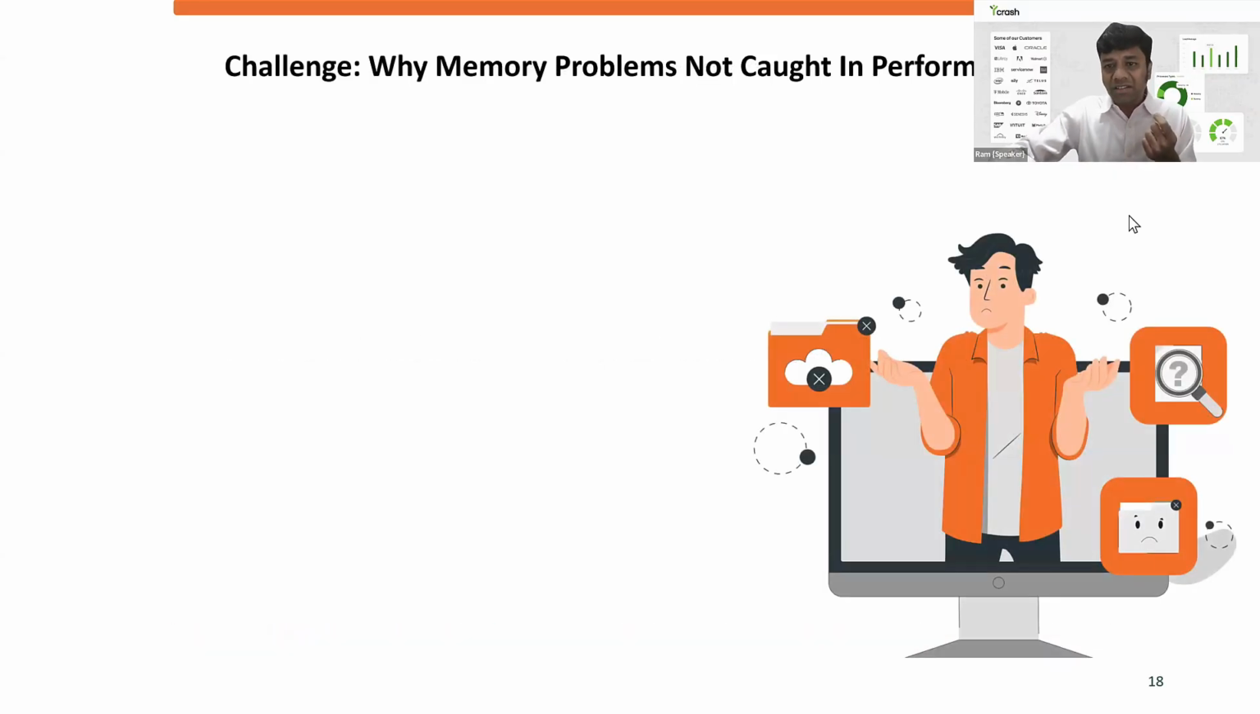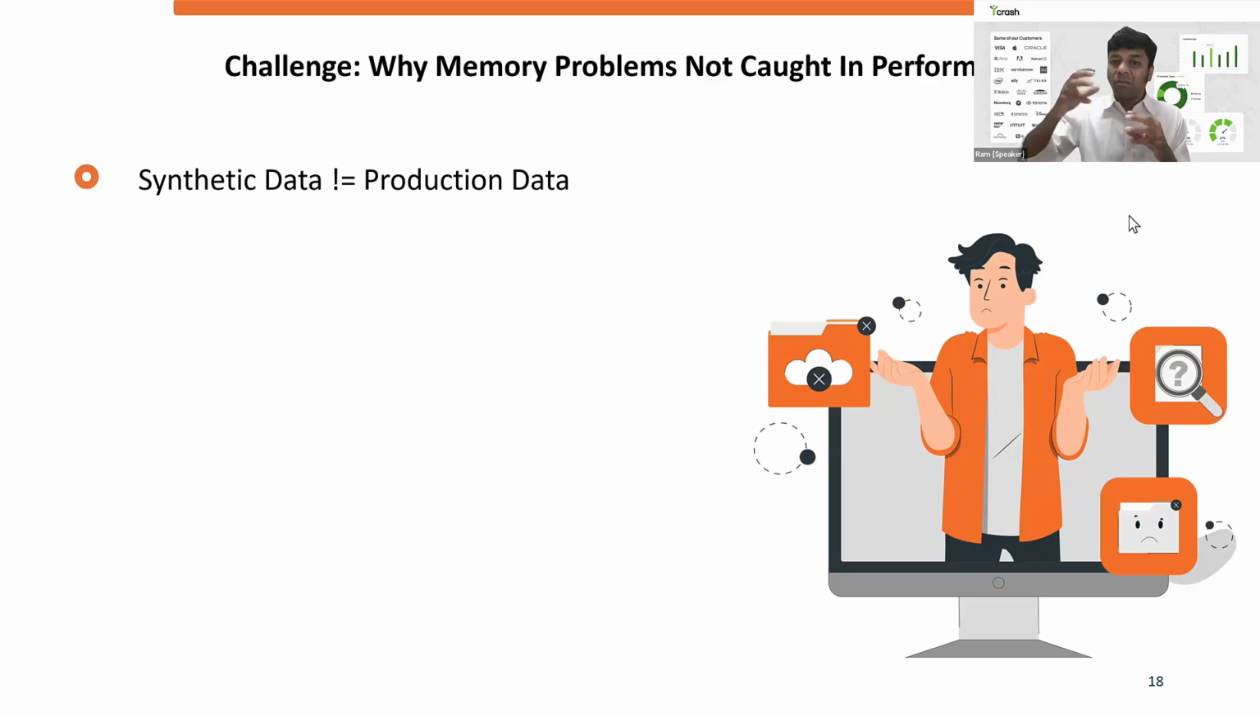Okay, friends, the next challenge we often face is why memory problems are not caught in the performance lab. Why do memory problems happen only in production? Aren't we seeing them in our performance labs or in our early testing in pre-prod environments? Friends, there are reasons. One of the primary reasons is that in our performance labs we use synthetic data, which is not modeling the production data.